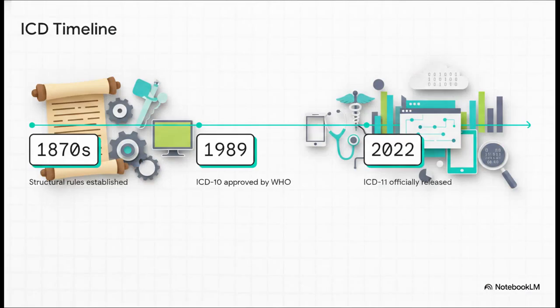To really grasp this major leap from analog lists to a modern digital architecture, you have to realize that the previous system, ICD-10, was more than 25 years old. It was first approved by the WHO all the way back in 1989. While the ICD has followed a set of structural rules for over 150 years to maintain its integrity, the actual technology of medicine has drastically outpaced the tools we use to categorize it. That makes this recent 2022 release of ICD-11 a desperately needed upgrade.